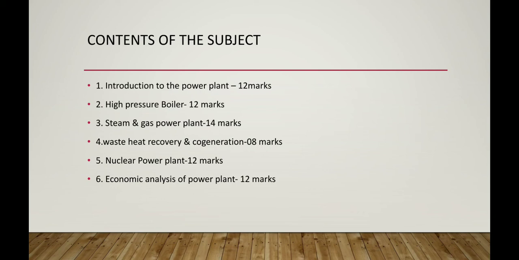Chapter 3 is the Steam and Gas Power Plant. It carries 14 marks. It includes the various types of steam power plants, their classification, principle, components, and various types of control systems. Similarly for the gas turbine: open cycle, closed cycle, constant pressure gas turbine power plant, etc.